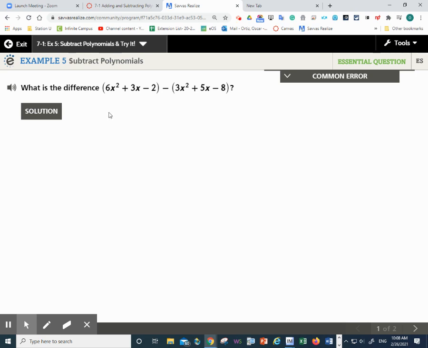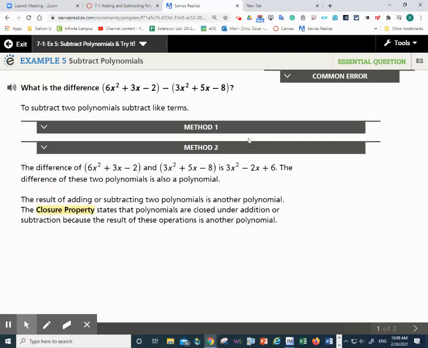Now let's see how we do subtraction. Subtracting polynomials is basically doing the difference. Remember that the word difference means subtraction. So we're going to subtract a trinomial from another trinomial, right? So let's see how we can do that. We've got two different methods.